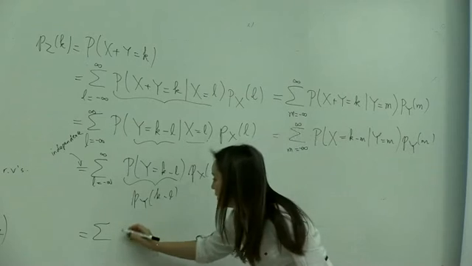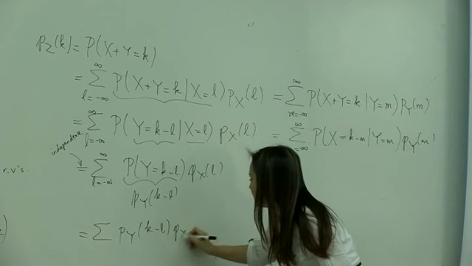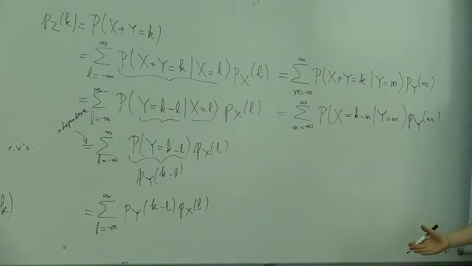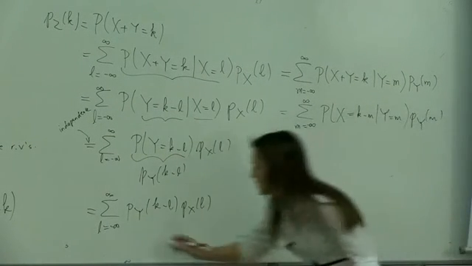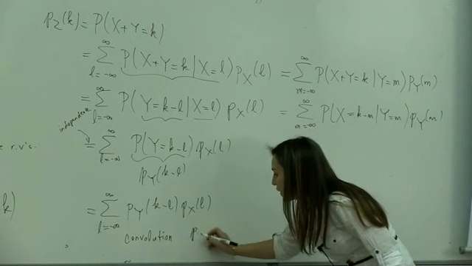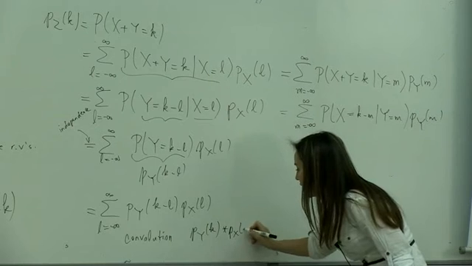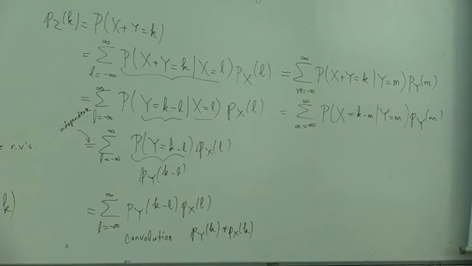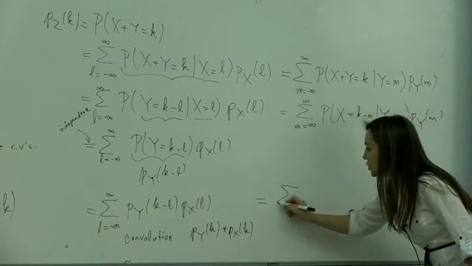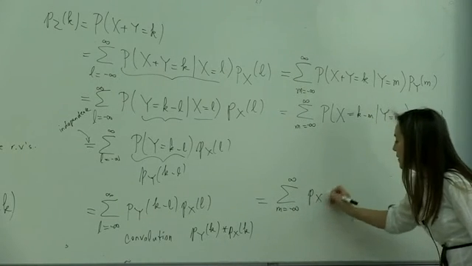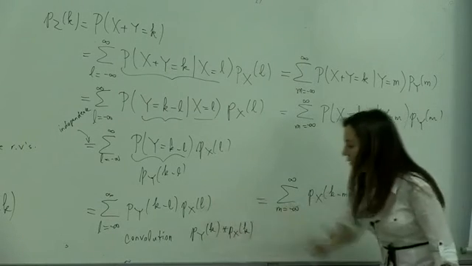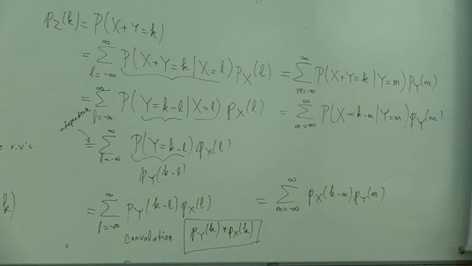So finally, I reach the point where I can notice that this has a special form which I call the convolution of the PMFs, Py and Px. In other words, Py of k convolved with Px of k. On this side, I would reach, similarly, the summation over m from negative infinity to infinity of Px of k minus m, Py of m. It is exactly equal to the left-hand side. So both expressions give me the convolution of the PMFs.